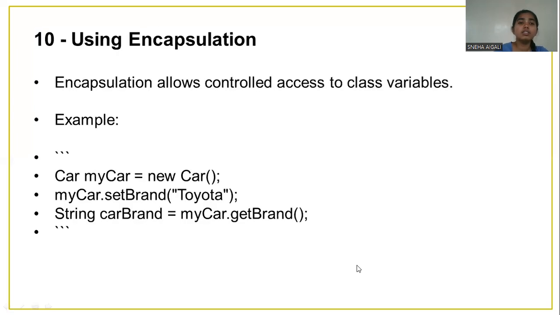The next is using encapsulation. How can we access encapsulation in Java? Encapsulation allows controlled access to class variables. For example, Car myCar = new Car(). Here we set the brand, that is myCar.setBrand("Toyota"). String carBrand = myCar.getBrand() returns the car brand which was previously set by the user.